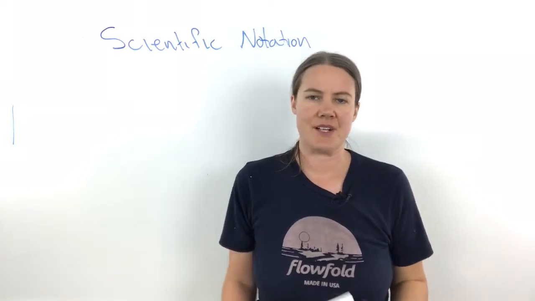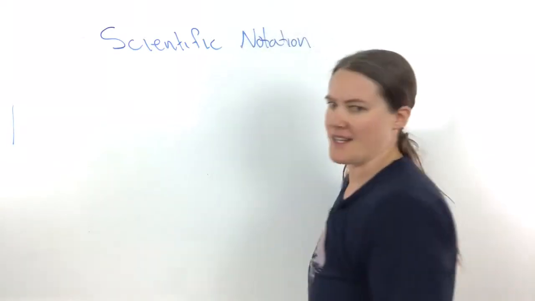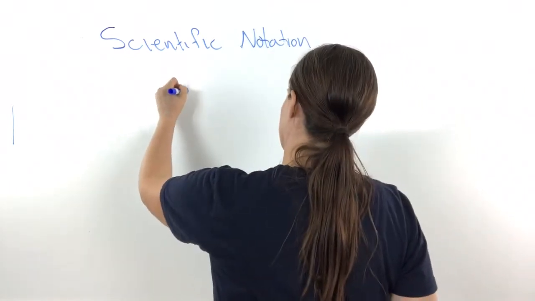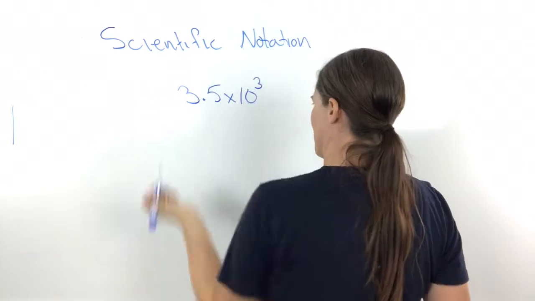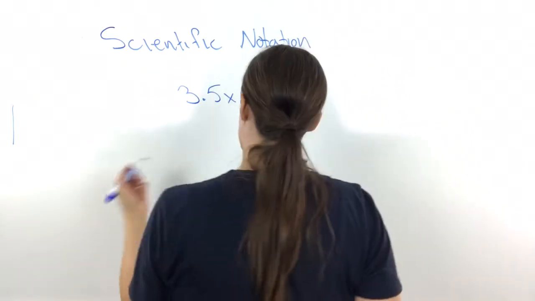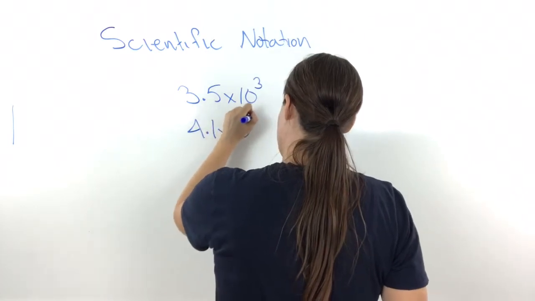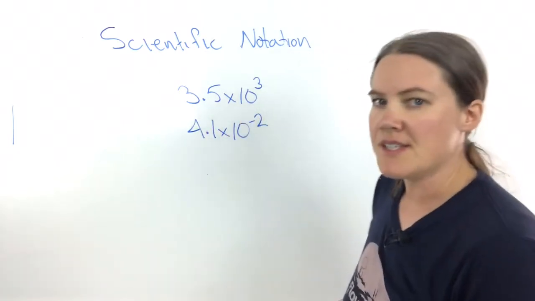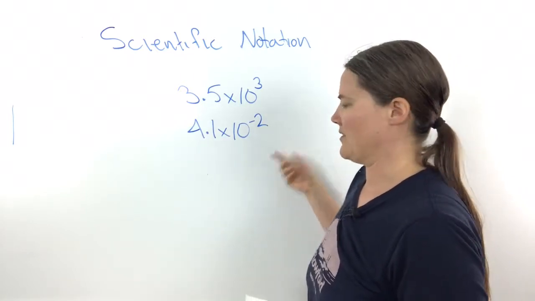What is scientific notation? Scientific notation is, let's say, a number written like this. So let's say 3.5 times 10 to the third, or another number would be, say, 4.1 times 10 to the negative 2. So these would be examples of numbers in scientific notation.